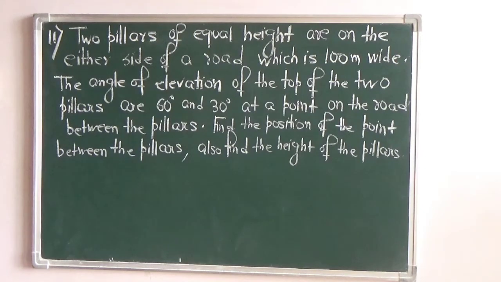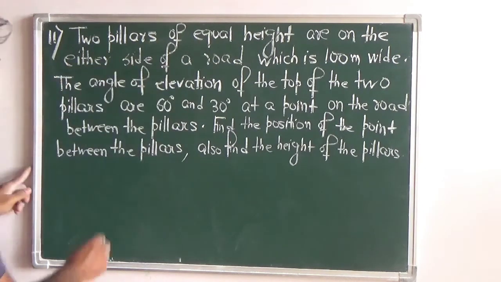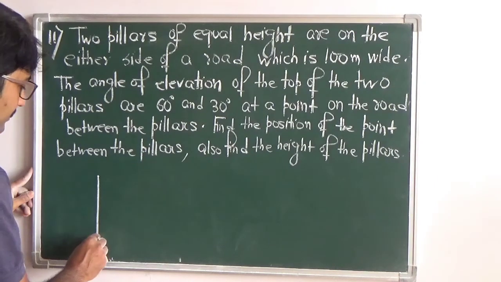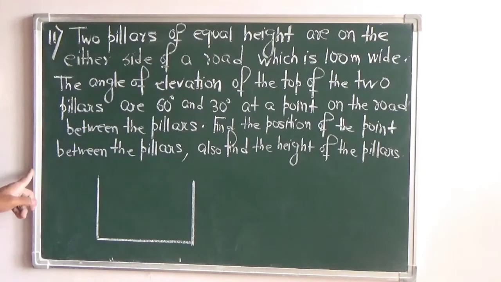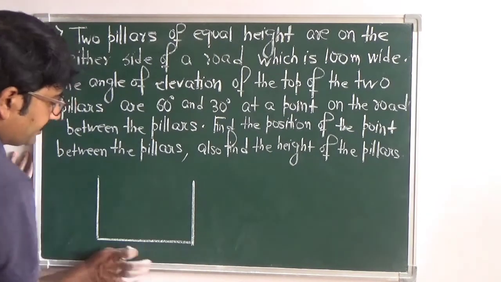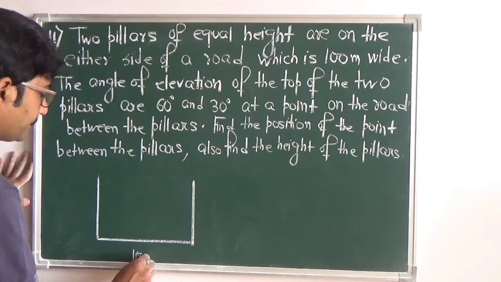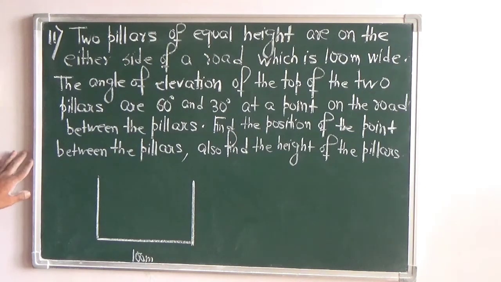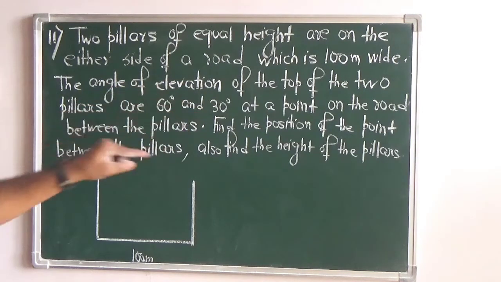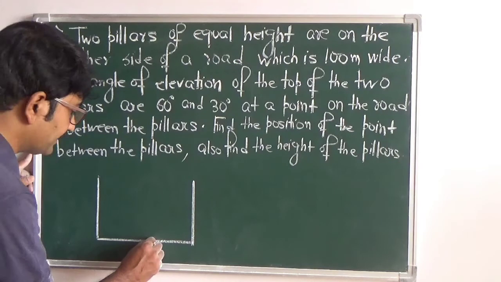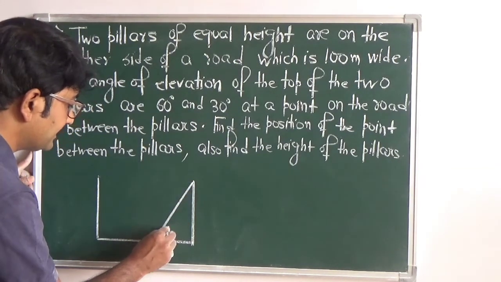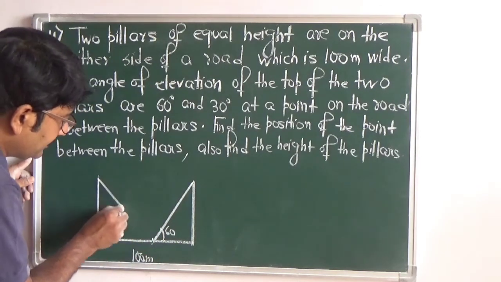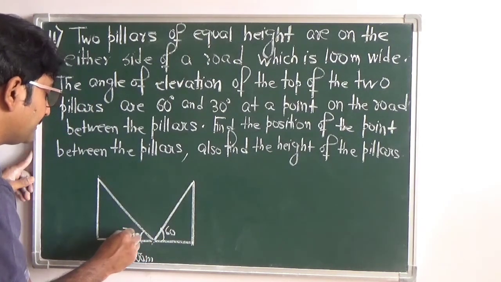So the two pillars of equal height are on either side of the road. Let this be one pillar, this is the road and this is the other pillar. Both are of equal height and the width is 100 meters. The angle of elevation of the top of the two pillars are 60 and 30 at a point on the road between the pillars. So at a point, if you look at this pillar, the angle of elevation is 60 degrees, and if you look at this pillar, the angle of elevation is 30 degrees.